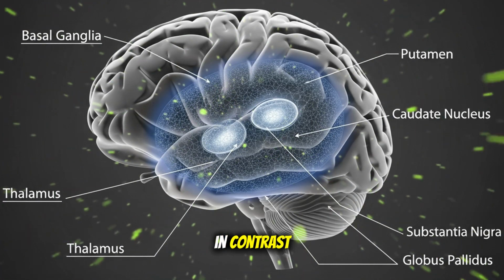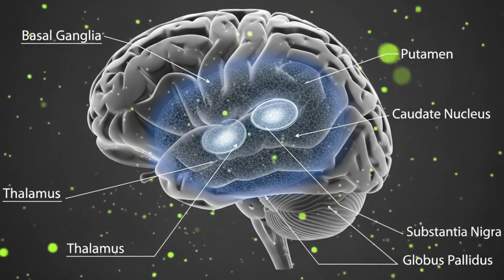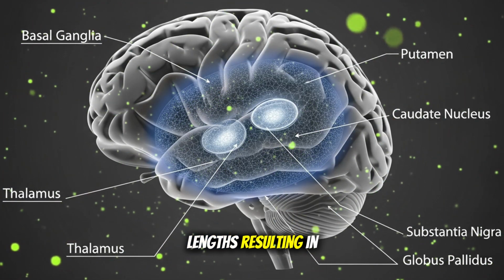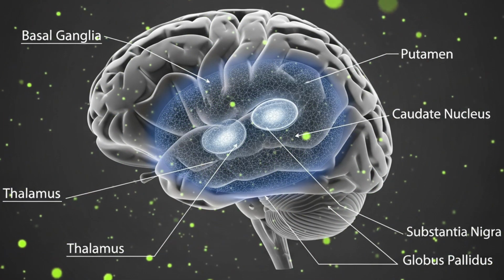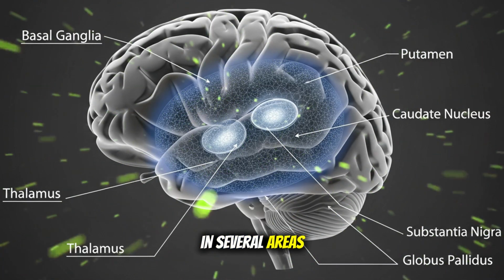In contrast, many East Asian and Sub-Saharan African populations exhibit shorter, more stable repeat lengths, resulting in lower overall prevalence. Evidence from population genetics supports a founder effect model in several areas.